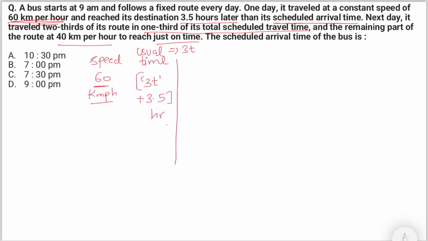Next day, it traveled 2/3 of its route in 1/3 of its scheduled travel time. If the scheduled travel time is 3t, it is now traveling for t hours at a particular speed. And then the remaining part of the route, that is the remaining 2t hours, the bus is covering at a speed of 40 kilometers per hour.